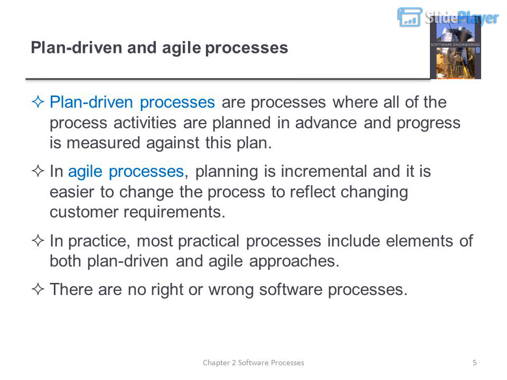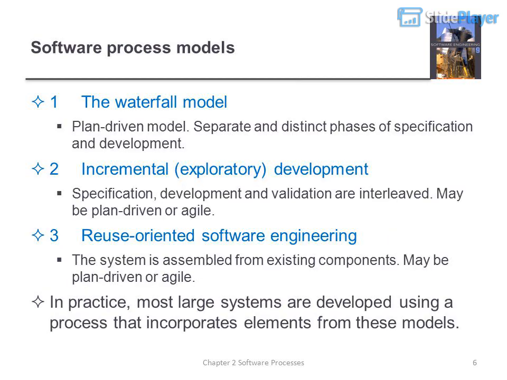Software process models. 1. The waterfall model. Plan-driven model. Separate and distinct phases of specification and development. 2. Incremental, exploratory development. Specification, development and validation are interleaved. May be plan-driven or agile. 3. Reuse-oriented software engineering. The system is assembled from existing components. May be plan-driven or agile. In practice, most large systems are developed using a process that incorporates elements from these models.